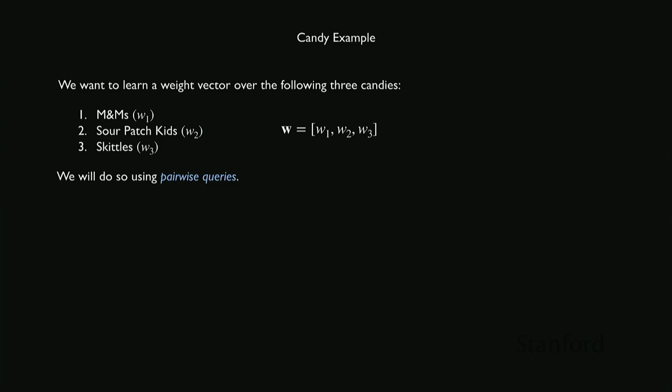All right, okay, so we have 3 different possible candies: M&Ms, Sour Patch Kids, and Skittles. And we're going to try to infer your weight vector over this candy, because it'd be weird if I just went up to you and asked what it was. Okay, and so we're going to do so using these pairwise queries. So I'm going to offer you different combinations of candy, and you're going to tell me what you prefer.